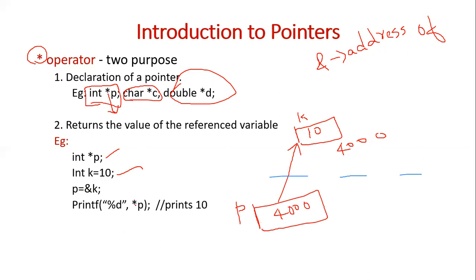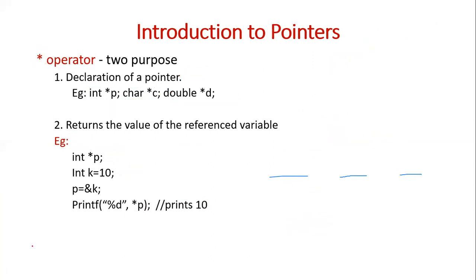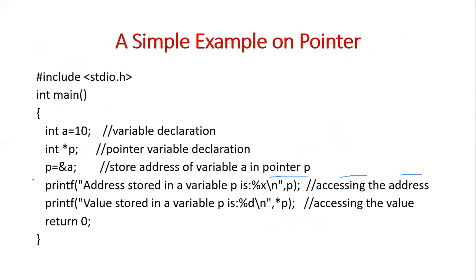Now printf of %d, *p. *p means what? Value at this address. So value at 4000 is what? 10. So that will be printed. Okay. So this is how it works, right? Fine. So here is an example program.